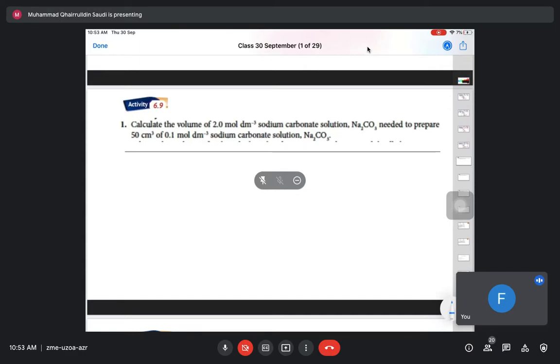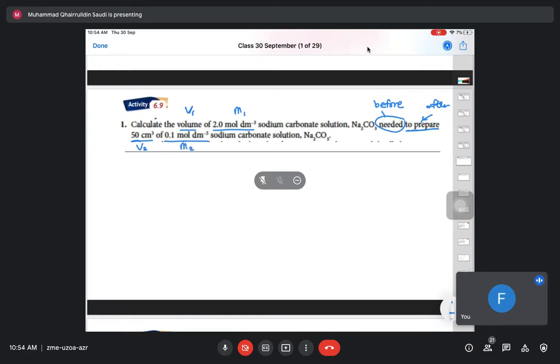Okay. Calculate the volume of 2.0 mole per dm cube of sodium carbonate solution needed. So, when it says needed, we know that it is before. So V is V1, this M is M1. To prepare, after prepare is the after. 50 cm cube is our V2, 0.1 mole per dm cube is our M2.